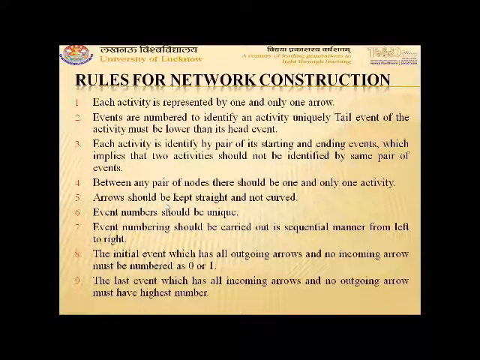And there is one more rule which is not written in the slide, which states that there should be only one start event and exactly one end event. If there is more than one start event or more than one end event, then join these events into one.